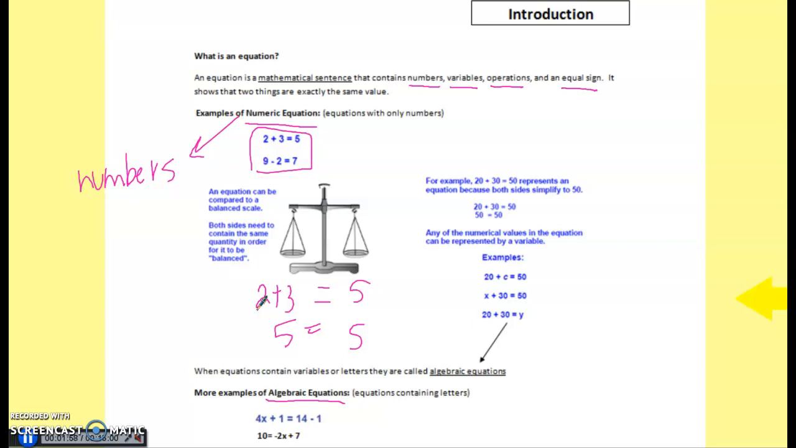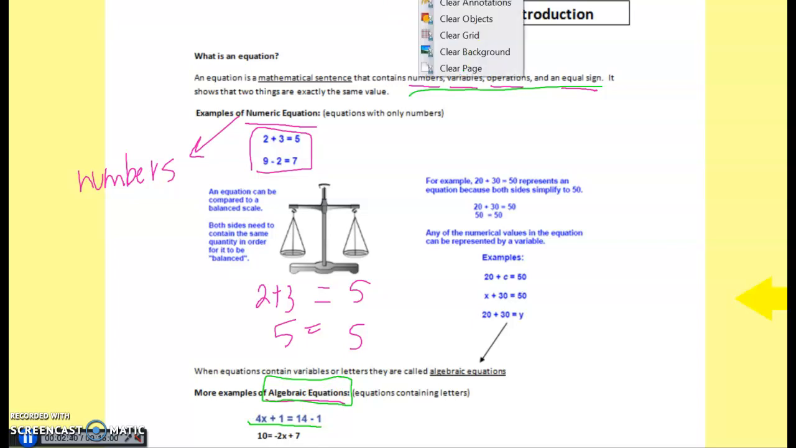The second type of equation is an algebraic equation. When you start into algebra, what starts popping up? Letters, right? So it still has characteristics of an equation: numbers, operations, definitely an equal sign, right? But now we start to see variables. Algebraic examples are here below. 4x plus 1 is equal to 14 minus 1. On the second example, 10 equals negative 2x plus 7. Again, you see an equal sign, a definite characteristic of an equation, and because it has letters, it is considered an algebraic equation.